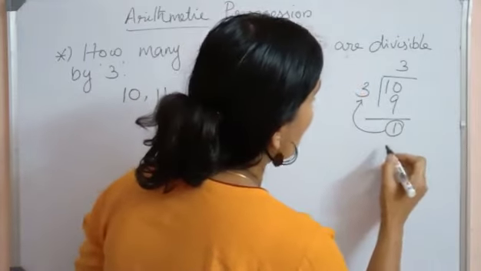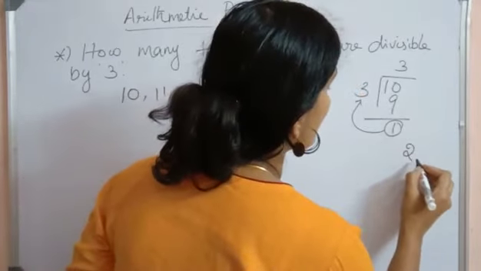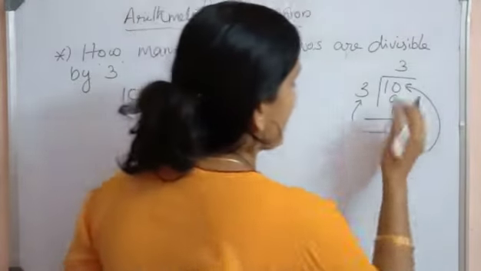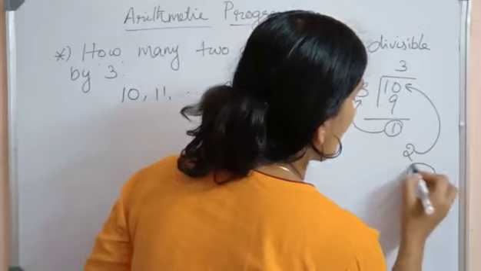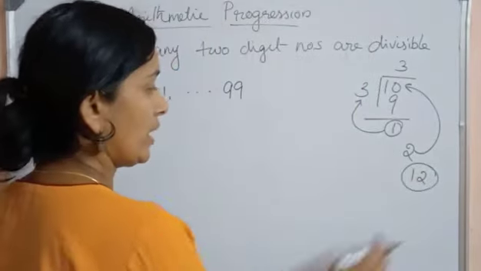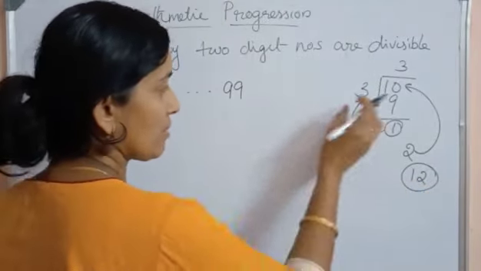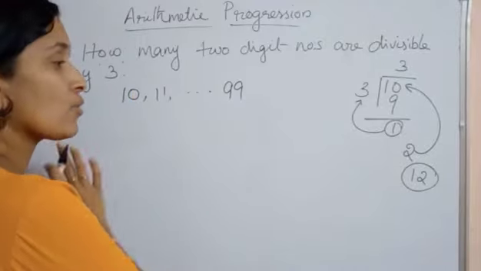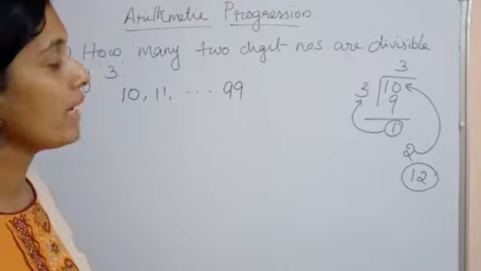So when you subtract 1 from 3, you will get 2, and this 2 should be added to the dividend. What you get will be the 2-digit number which is divisible by 3. If you consider 12, 12 is divisible by 3, 4 3s are 12. But if you consider 10 or 11, these two numbers are not divisible by 3.